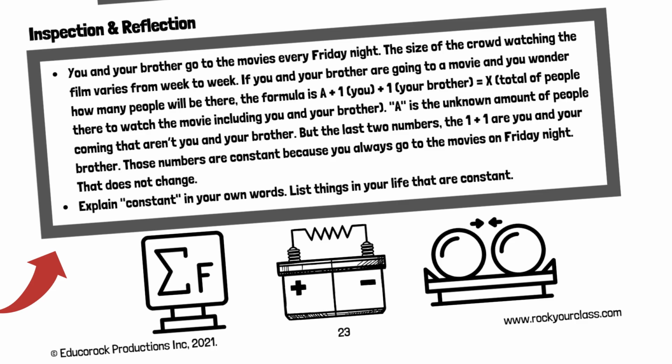A is the unknown amount of people coming that aren't you and your brother. But the last two numbers, the 1 and 1, are you and your brother. Those numbers are constant because you always go to the movies on Friday night. That does not change. Explain constant in your own words. List things in your life that are constant.